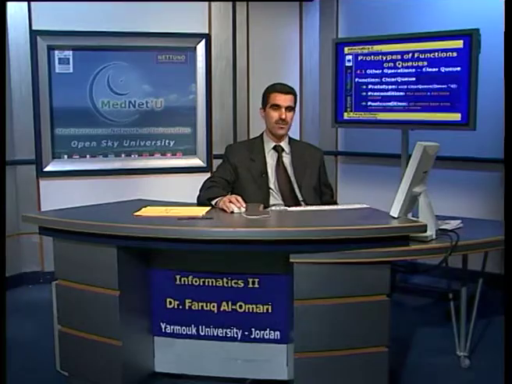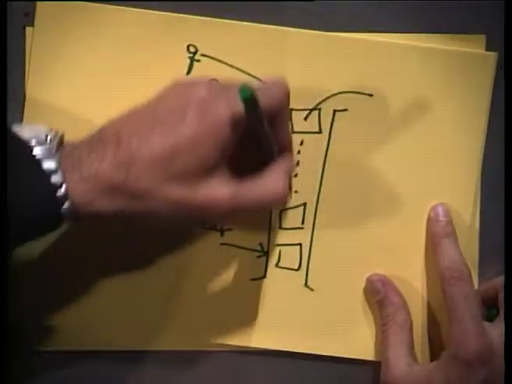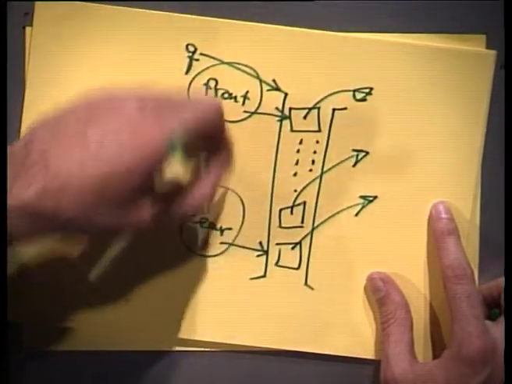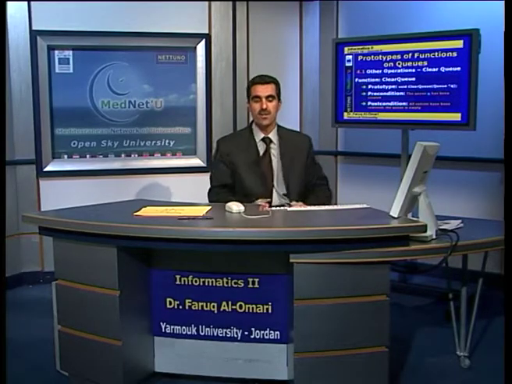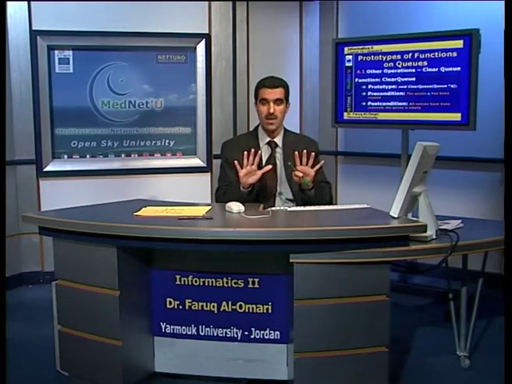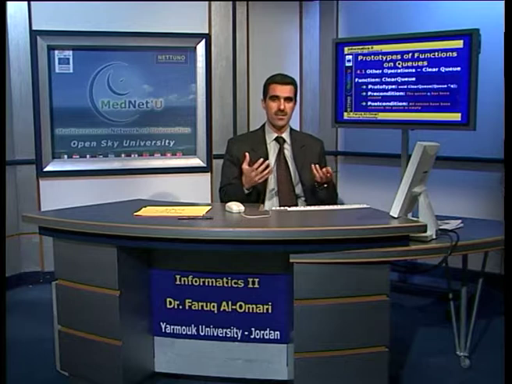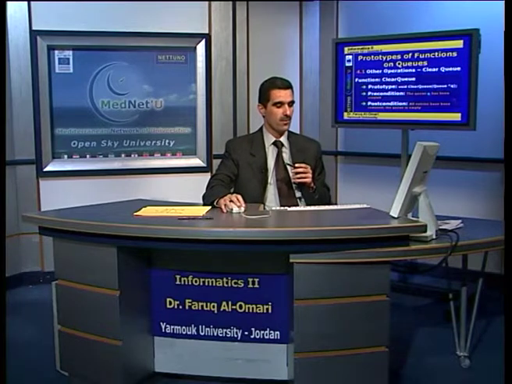The outcome, as a postcondition, is that all entries inside the queue have been removed and the queue is empty now. So I'm going to throw away all of these entries and adjust front and rear so that they point to an empty location. As a result, the queue is going to be empty, no entries in there. However, the structure of the queue is going to stay the same. I'm not going to destroy the structure representing the queue, but there are no entries inside the queue after I return from the call.